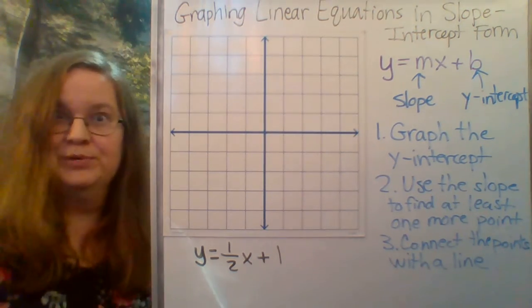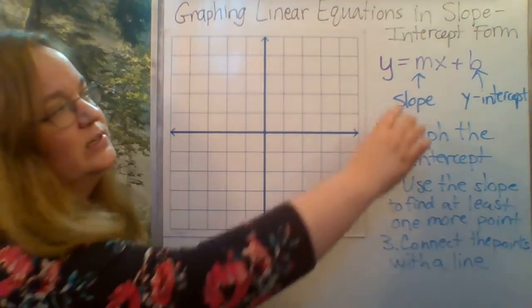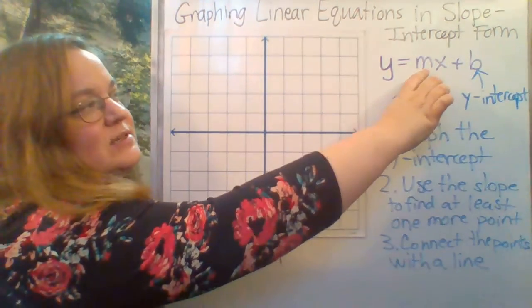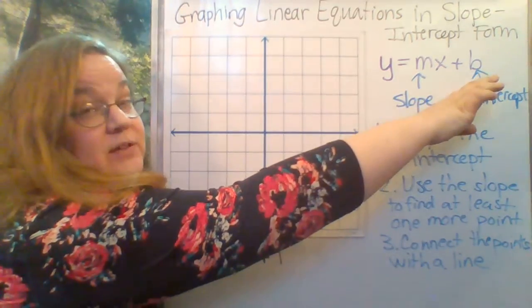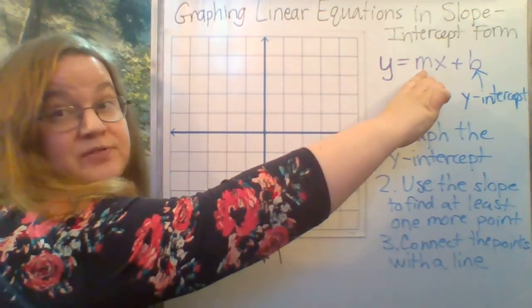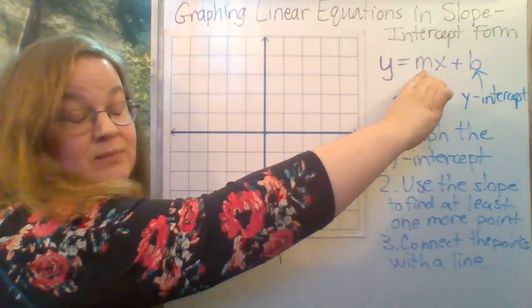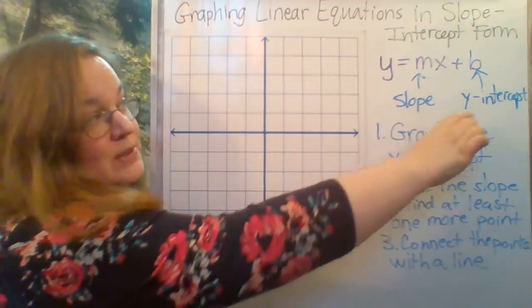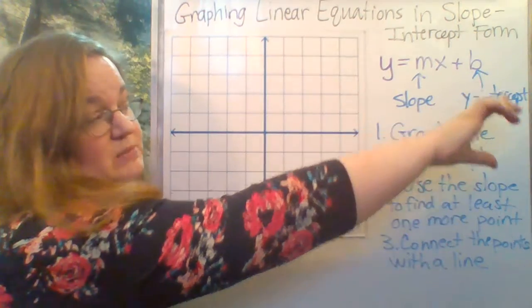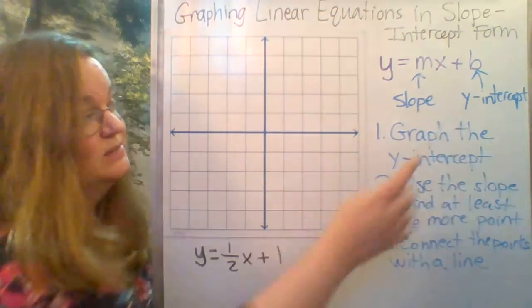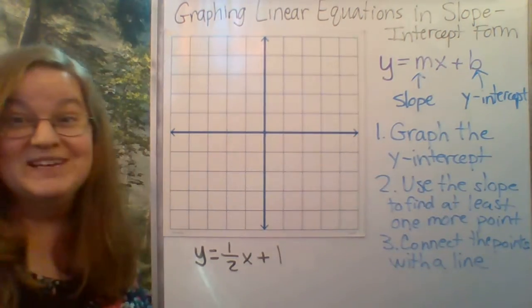So the first thing, what is slope-intercept form? Well, it's when you have y equals a number times x plus another number. This coefficient of x, we use m to represent, and it's the slope. And the constant, the number that's not multiplied by x, is the y-intercept. So let's take a look.